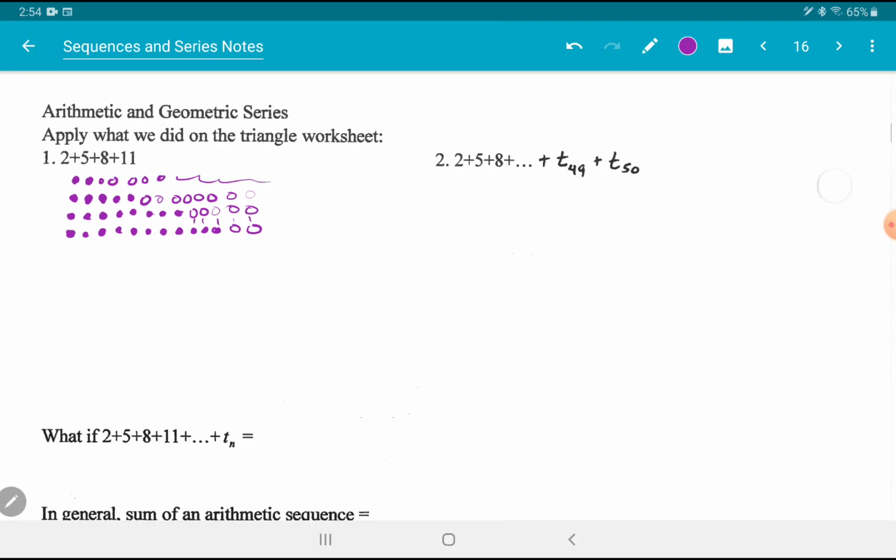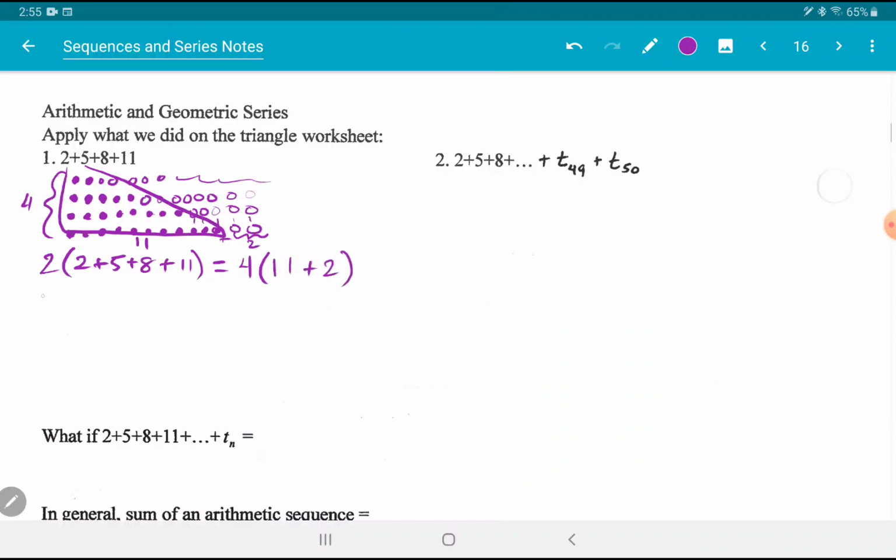All right, so how do we do this? Well, remember, we break this up into two triangles. The triangles are made up of 2 plus 5 plus 8 plus 11 is equal to one rectangle. What's one rectangle? It's made up of a height of 4 and a base of, how many black dots do we have? We have 11 black dots plus another 2 white dots. So we have 11 plus 2 in that case.